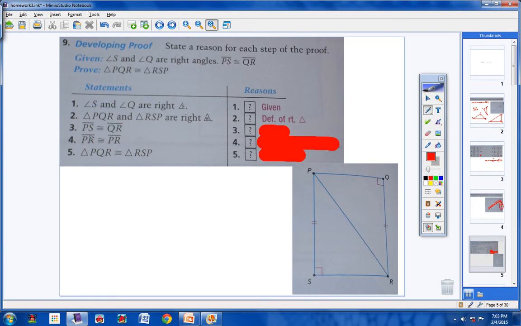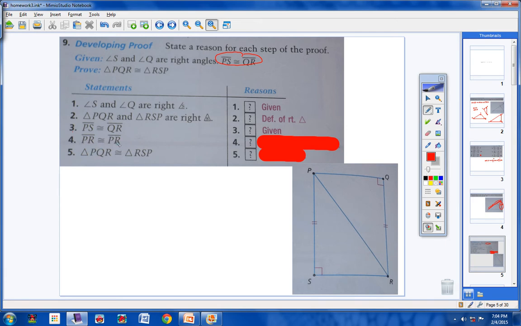Now, PS is congruent to QR. Okay, now look up here. PS is congruent to QR. That's your given. That's right here in your given. So that's another part of your given, alright? So, given. You guys are used to putting all your given on the first line, and that's usually how I do it too. But you can put your given wherever you want to, it's fine.